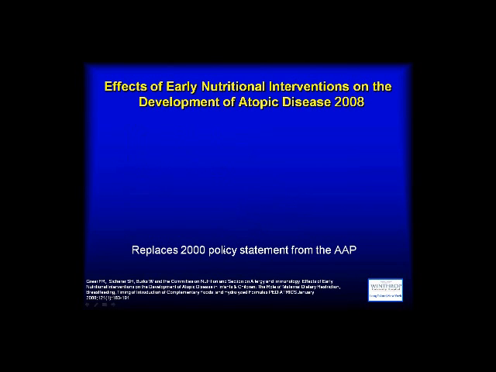I just wanted to summarize this because this is effects of early nutritional intervention on the development of atopic disease in 2008. It replaces the 2000 policy statement from American Academy of Pediatrics. And this is just a summary. So there is no major role for maternal dietary restriction during pregnancy or lactation. So you don't tell the mom not to eat peanut or not to drink milk or whatever with pregnancy or lactation, because there's no evidence.